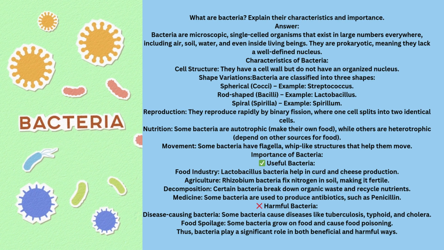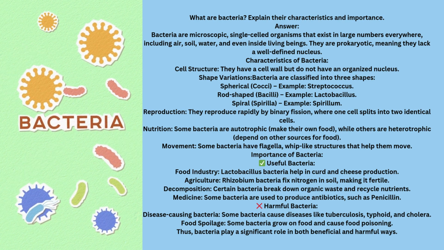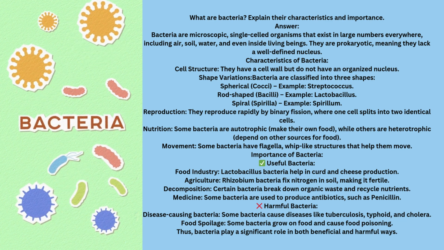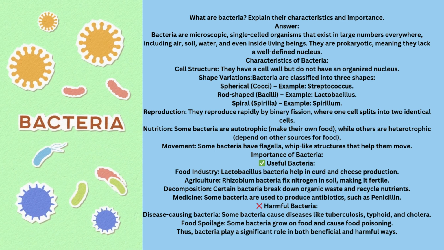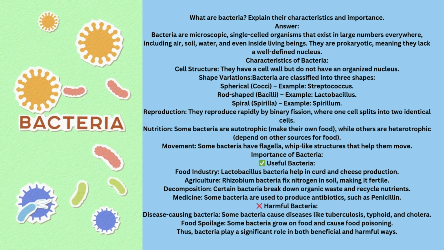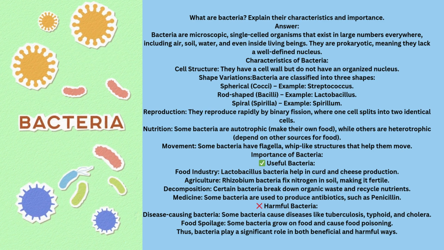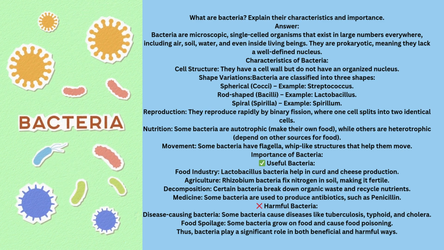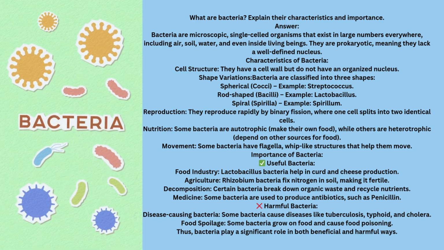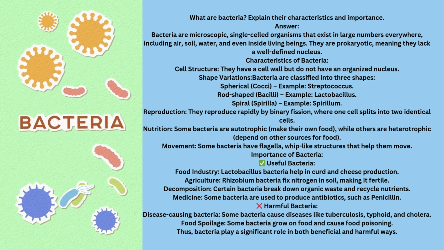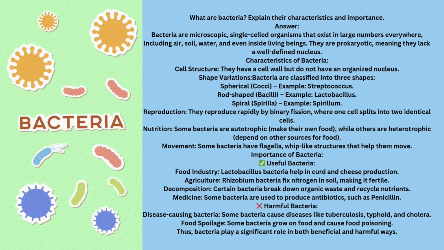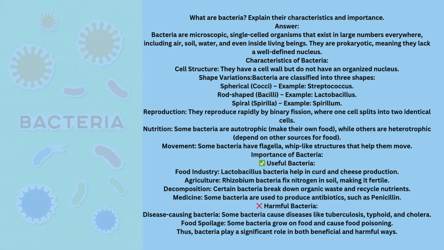Some bacteria are autotrophic while others are heterotrophic. If we talk about their movement, they have flagella, whip-like structures that help them to move. They are again useful and harmful also. The useful ones help in curd formation. Then Rhizobium bacteria is very good for soil fertility. They help in the decomposition of organic waste. They are used in antibiotics also.